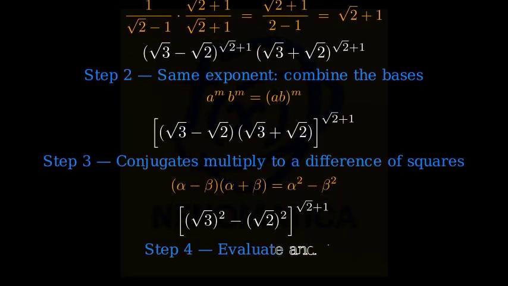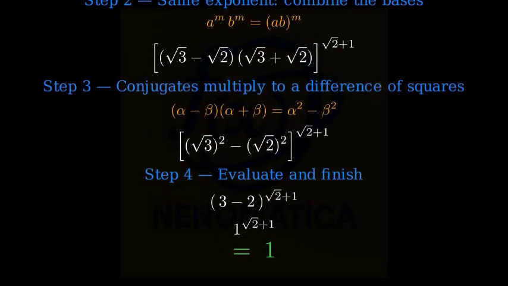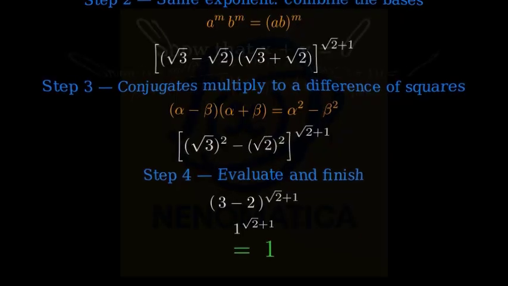Now square root 3 squared is 3 and square root 2 squared is 2. So we get 3 minus 2 raised to the power square root 2 plus 1, which is 1 to that power. Any positive real number 1 raised to any real power remains 1. Therefore, the value of the original expression is exactly 1.